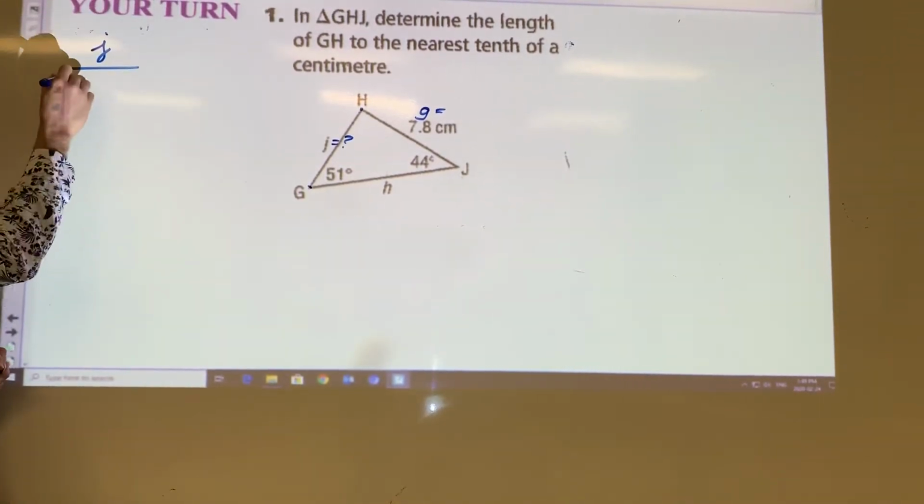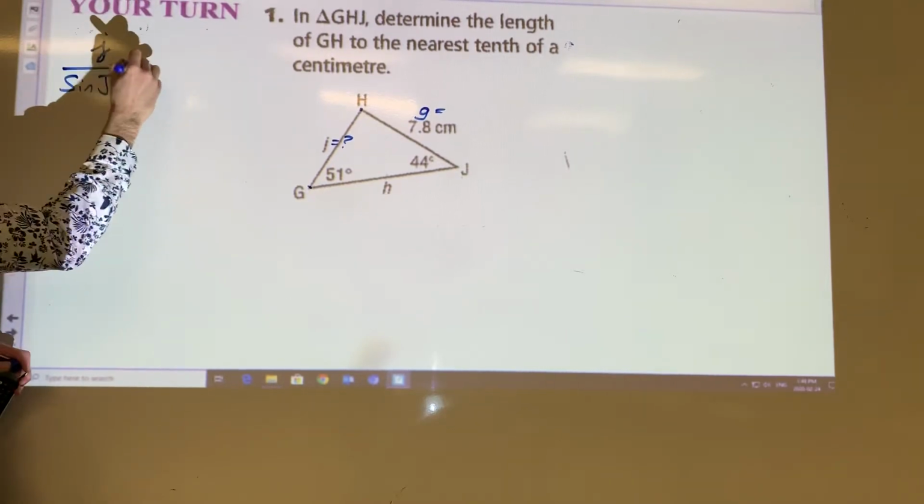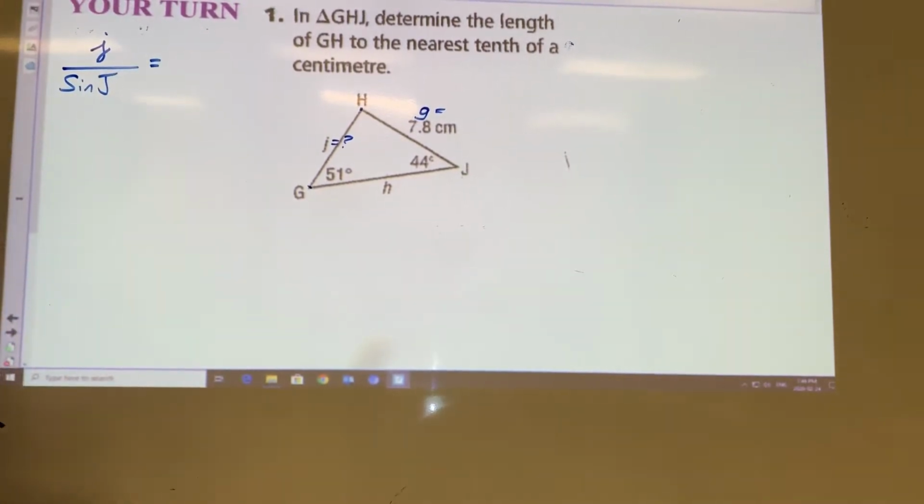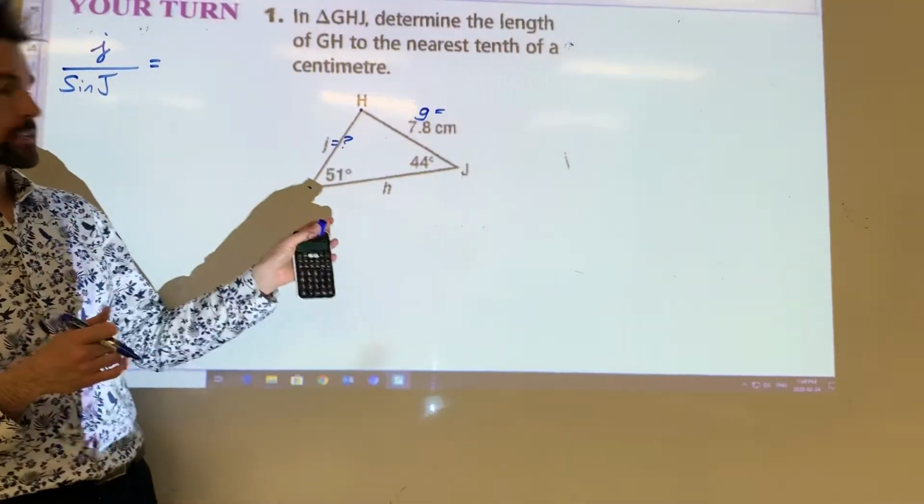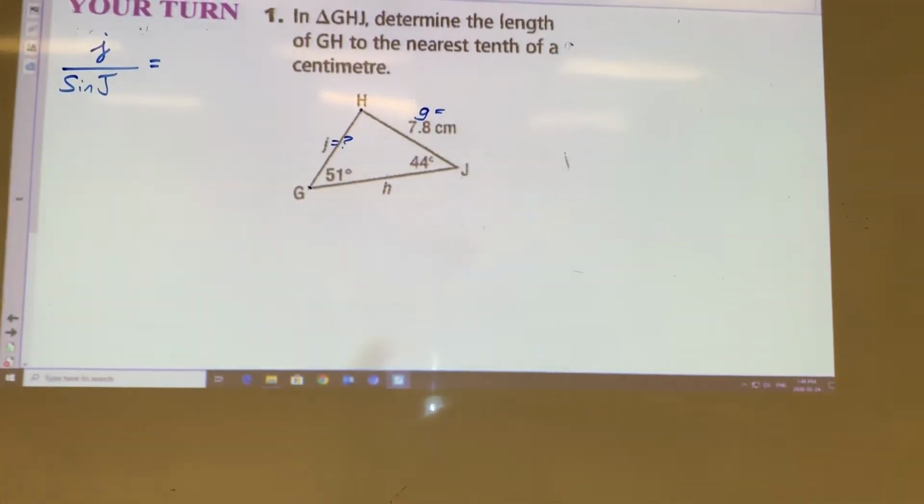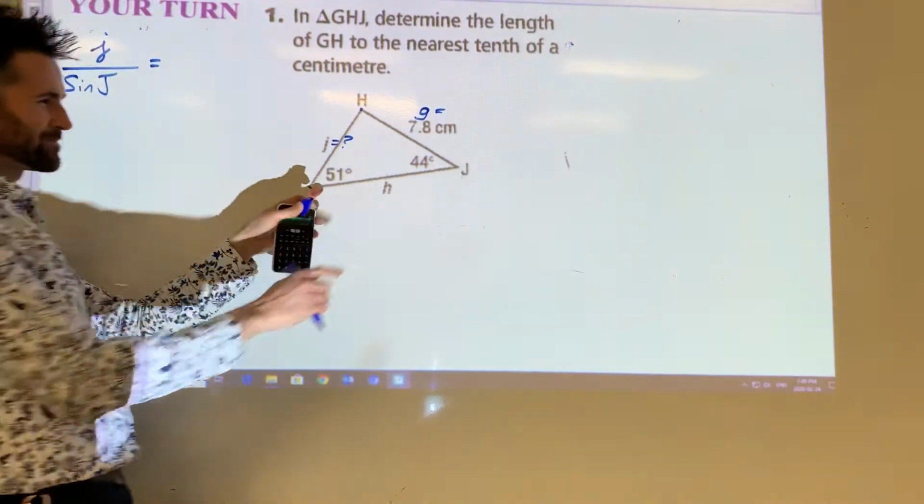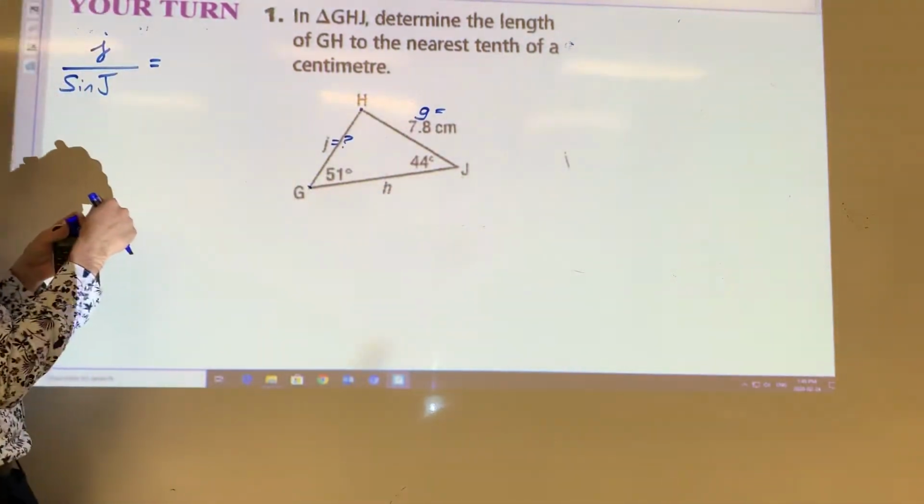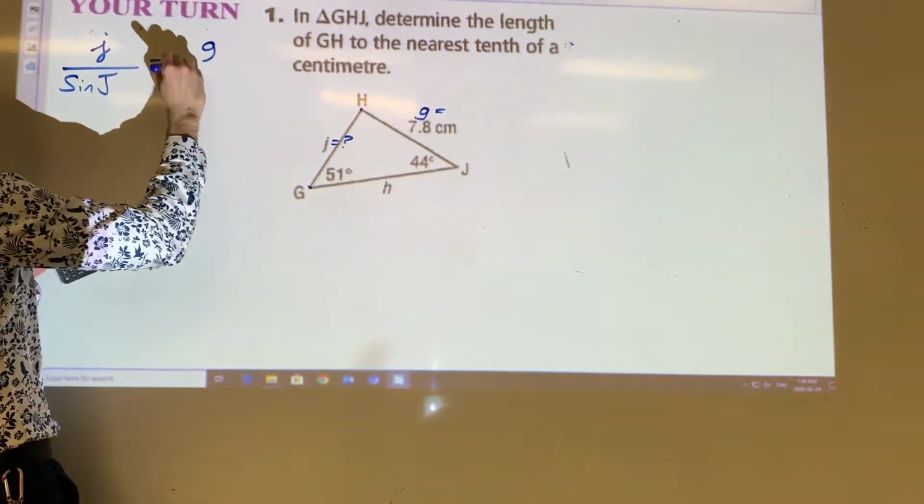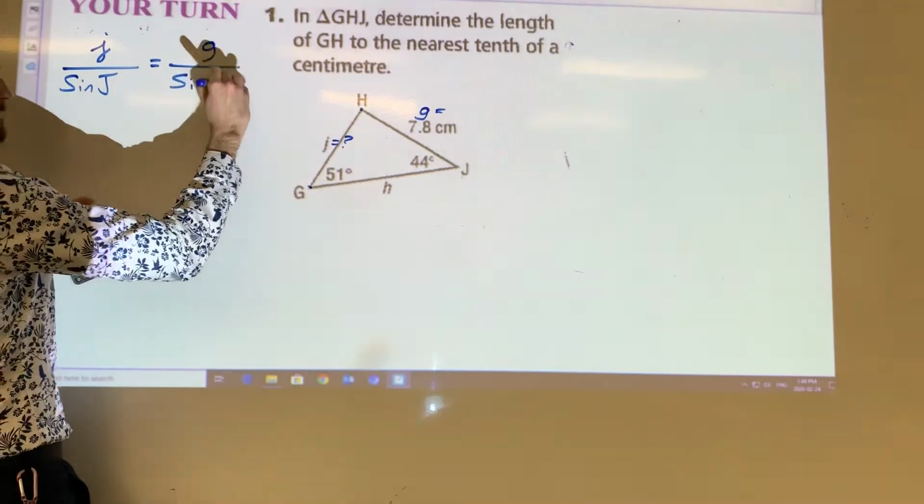So I got J over sine J equals, now which side am I gonna use? Because I need to use a side where I have both the angle and the side. Do we have that over here? Too hard of a question? What do you guys think? All right, we got G and the angle G, so we're gonna use those. So that's a good first step.